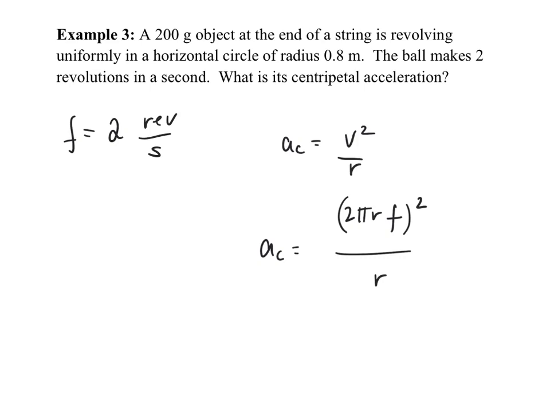All right, anyway, so we were given the frequency at which this object is going around on a string in a horizontal circle. This is not the one we were just doing, because although this is going around in a horizontal circle, the tension was at an angle like this.